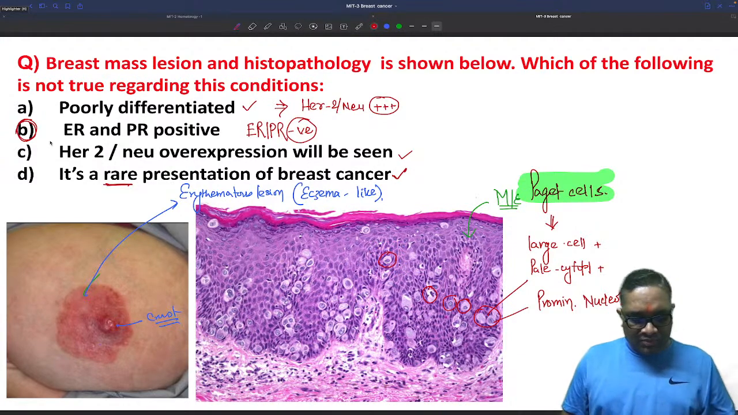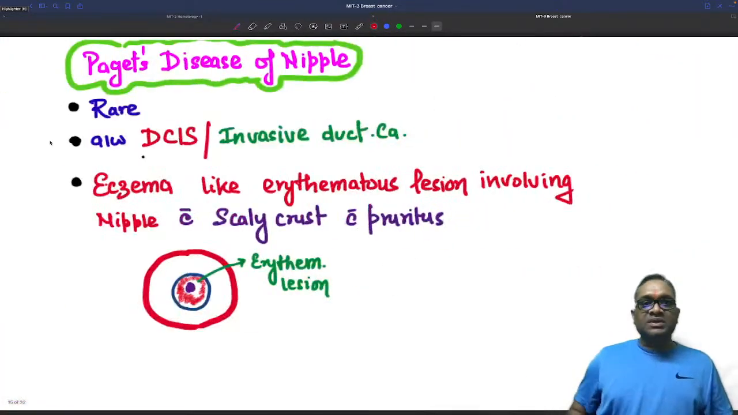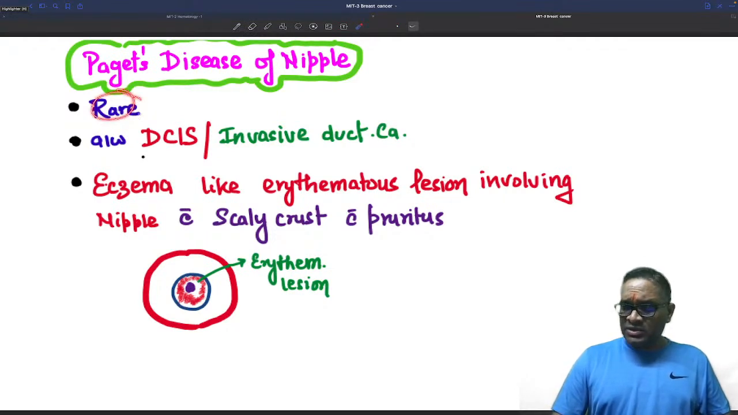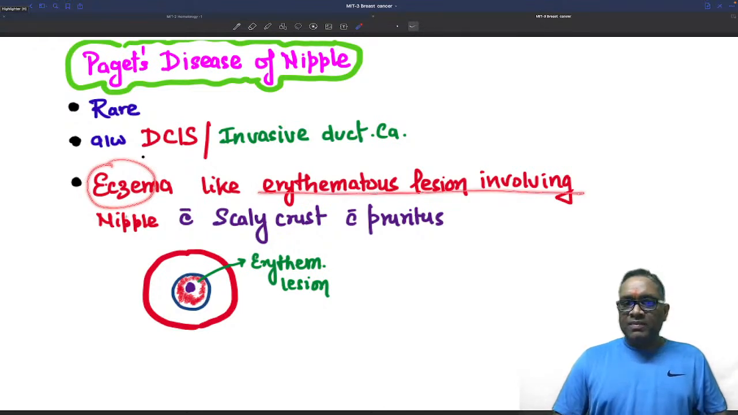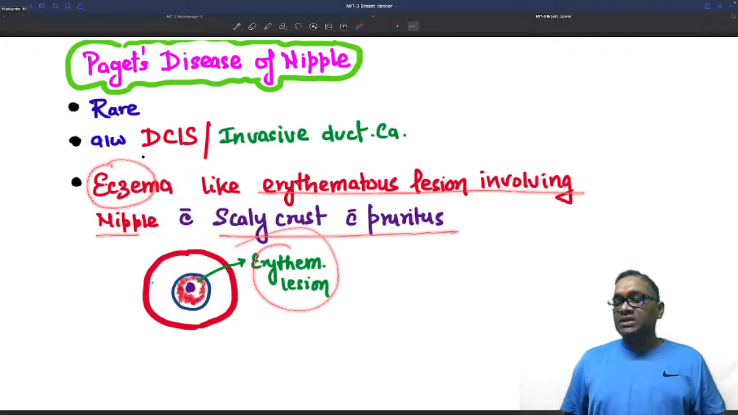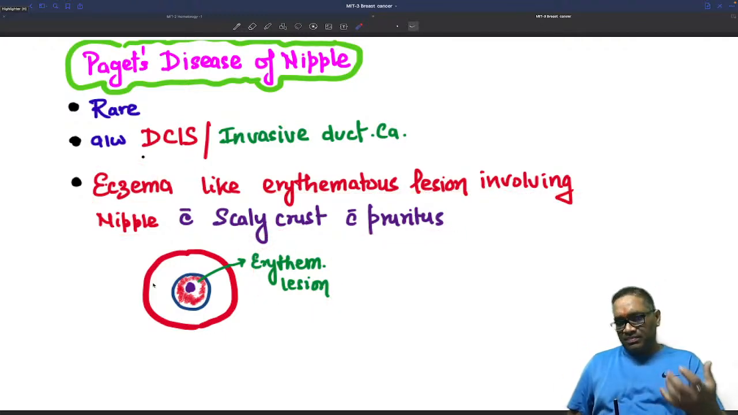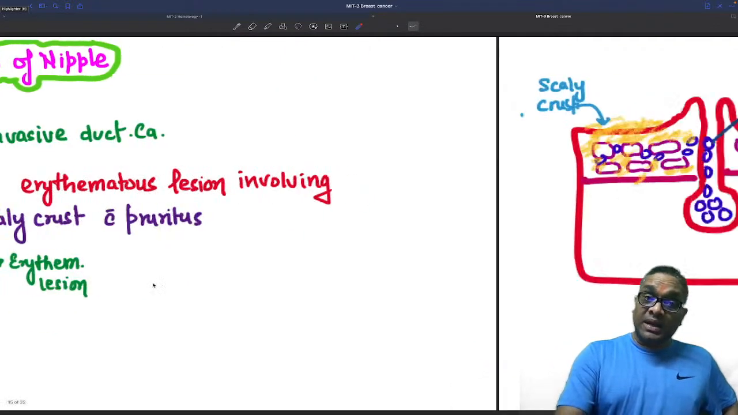I will just put up a quick summary of Paget's disease of the nipple. It is a rare disorder, associated with ductal carcinoma in situ or invasive ductal carcinoma. They will have an eczema-like erythematous lesion involving the nipple, with scaly crust and pruritus. They will have itching and pain, which is why we say eczema-like.